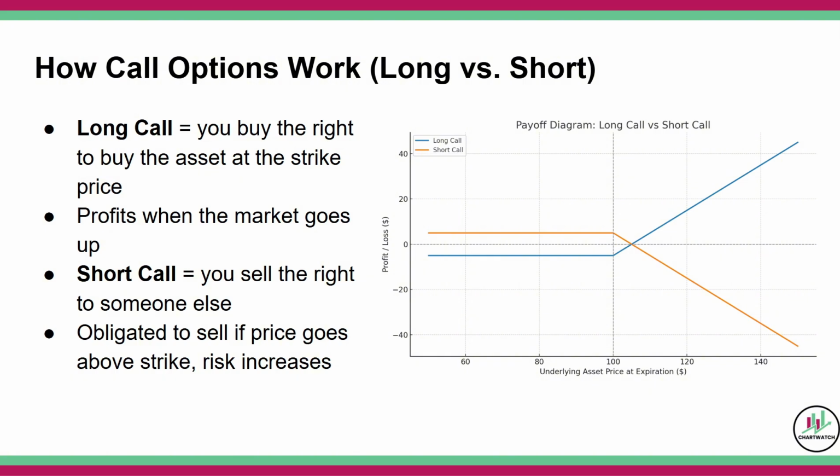On the other hand, a short call, which is the orange line, is when you sell a call. When you short a call, you're giving someone else the right to buy the asset from you at the strike price, and in return, you collect the $5 premium up front. That's your maximum profit. If the stock stays at or below 100, the buyer won't exercise the option, and you keep the full $5. That's why the orange line is flat at $5 on the left.